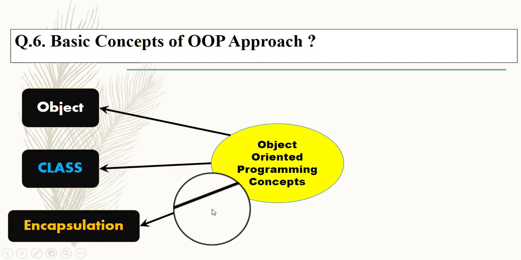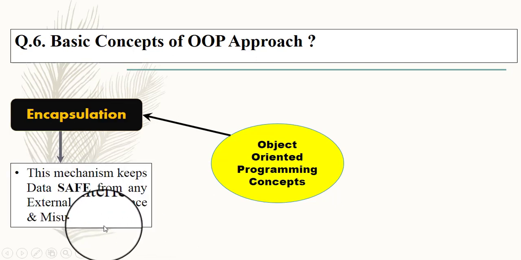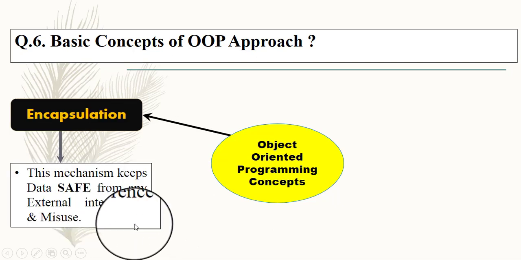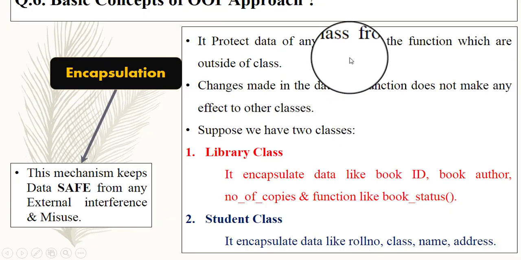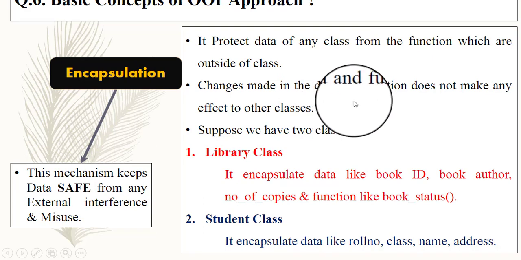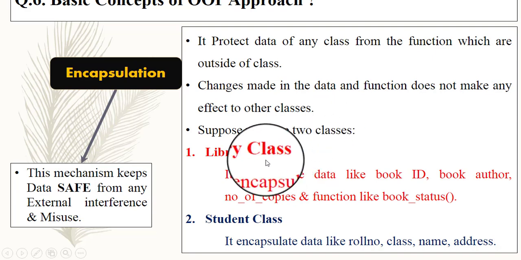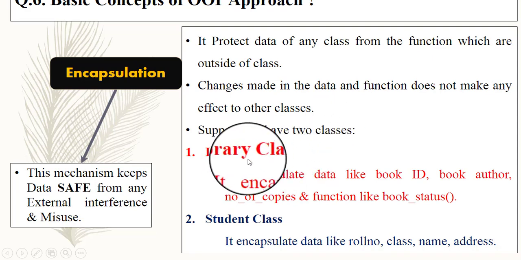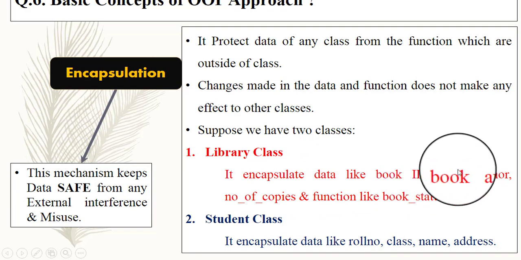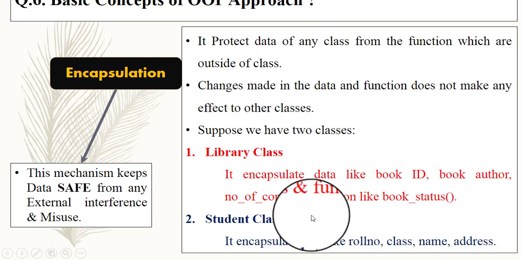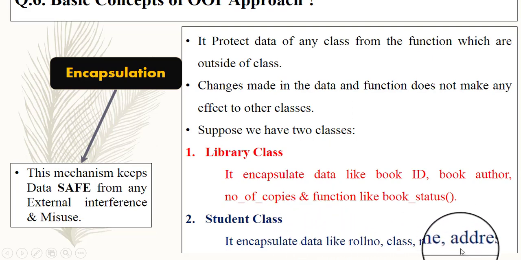Next concept of object-oriented programming approach is encapsulation. Encapsulation mechanism keeps data safe from any external interference and misuse. Protects data of any class from a function which is outside a class. And the changes made in the data and function do not make any effect on other classes. For example, suppose we have two classes. First is library class. In library class, we can encapsulate data like book ID, book author, number of copies and function like book status. In the student class we can encapsulate data like roll number, class, name, address.